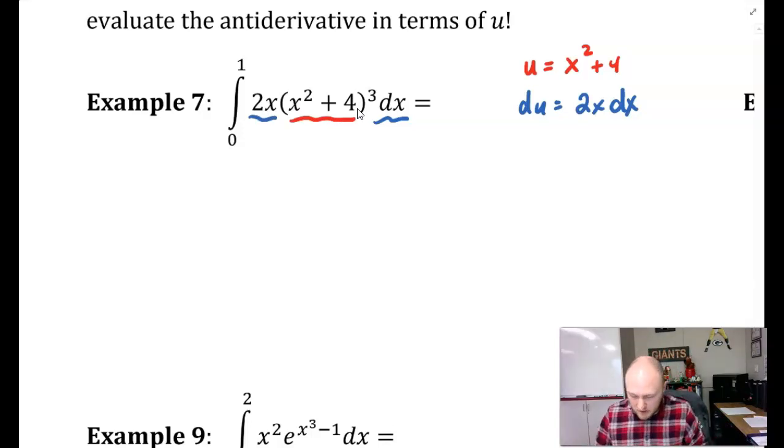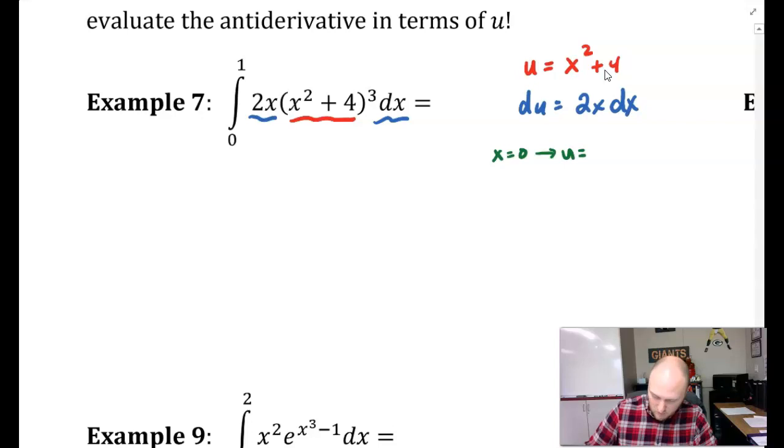But what I also have to account for here is my limits. Notice my limits of integration are from 0 to 1, but this is in terms of x. Well, if x equals 0, then what does that make u? Well, u is x squared plus 4. So what's 0 squared plus 4? That is just 4. I'm plugging in 0 into x. And I'm going to do the same thing for our upper limit of integration. x equals 1. 1 squared plus 4, that is 5. u is equal to 5.